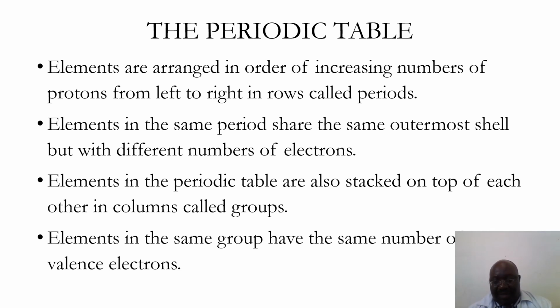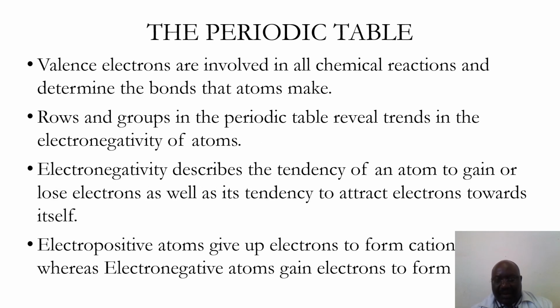Elements in the periodic table are also stacked on top of each other in columns called groups. Elements in the same group have the same number of outermost valence electrons. The valence electrons are involved in all chemical reactions and determine the bonds that atoms make. The rows and groups in the periodic table reveal trends in the electronegativity of atoms.